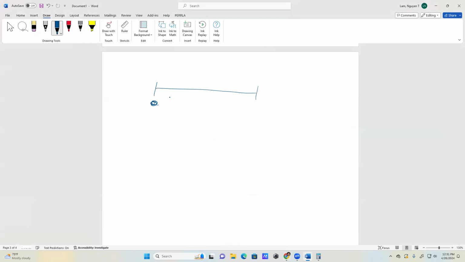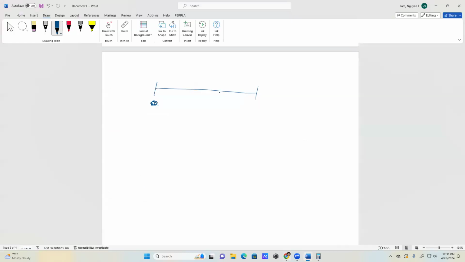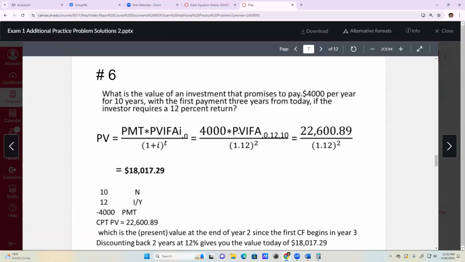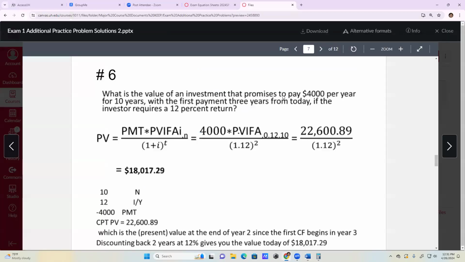Always label the first one as 0, right? What does it say? The first payment 3 years from today. Okay, 3 years from today, 1 year, 2 year, 3 year. So the first payment is gonna be in year 3. And what is the payment? Payment is 4,000 per year for 10 years, right? So it's starting from year 3 onward. The total is 10 years, right?